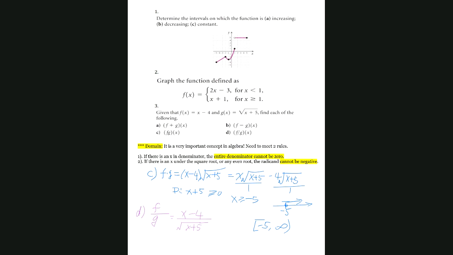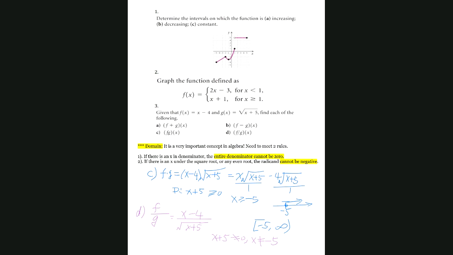So I will have to meet these two conditions. First, the denominator cannot be 0. The denominator can be 0 when x plus 5 equals 0, since the square root of 0 is 0, right? So this is rule number 1, denominator cannot be 0. So this x plus 5 cannot be 0, right? If you solve this one right here, you minus 5 on both sides. So that means x cannot be equal to negative 5. That is rule number 1.